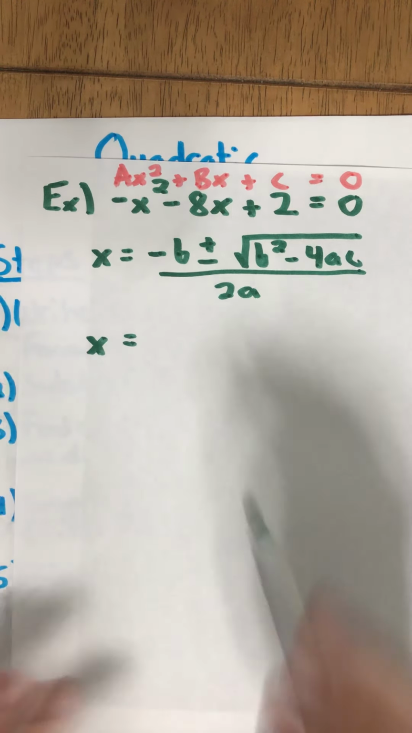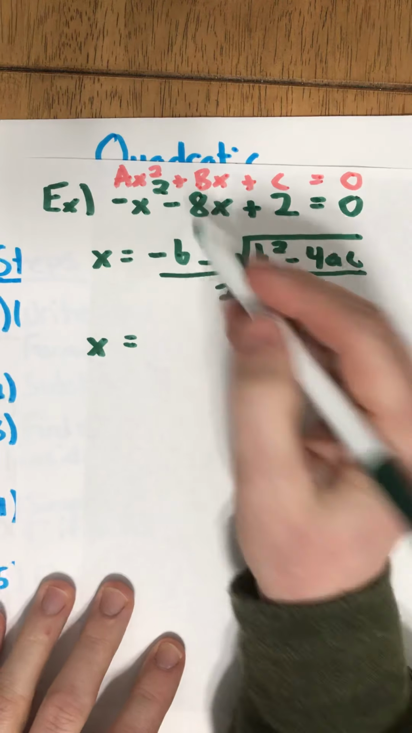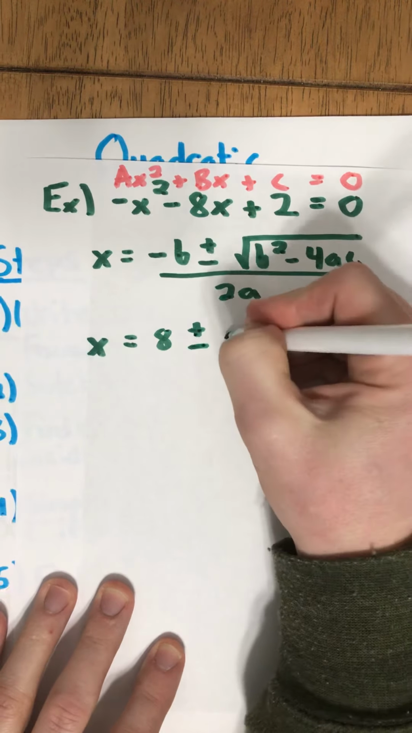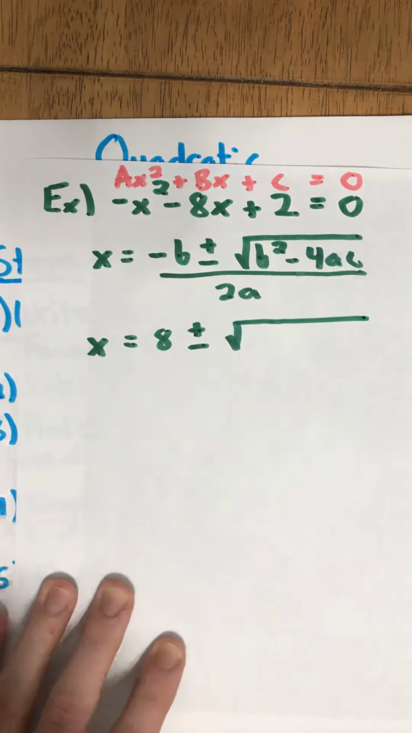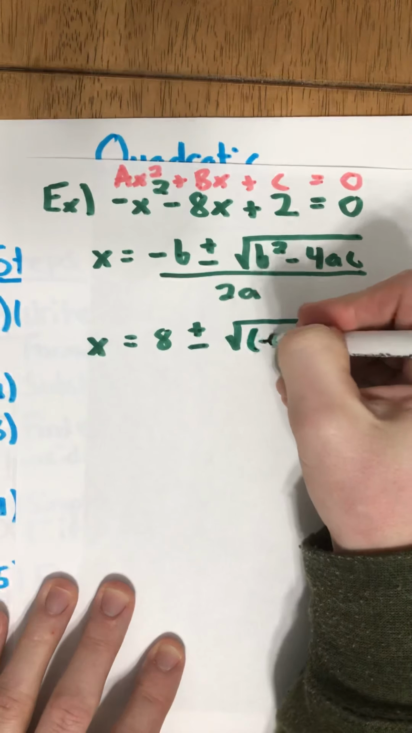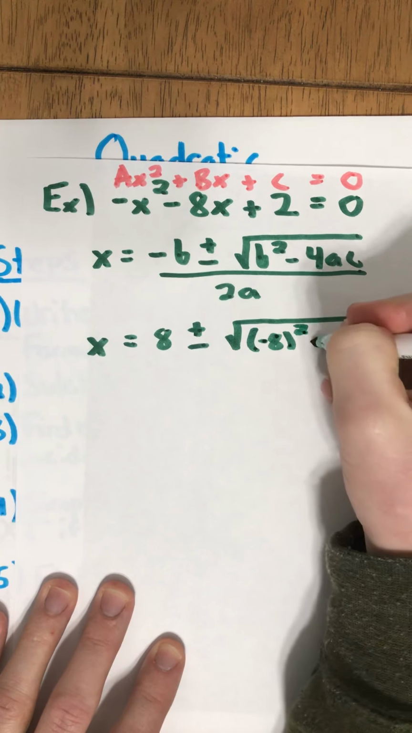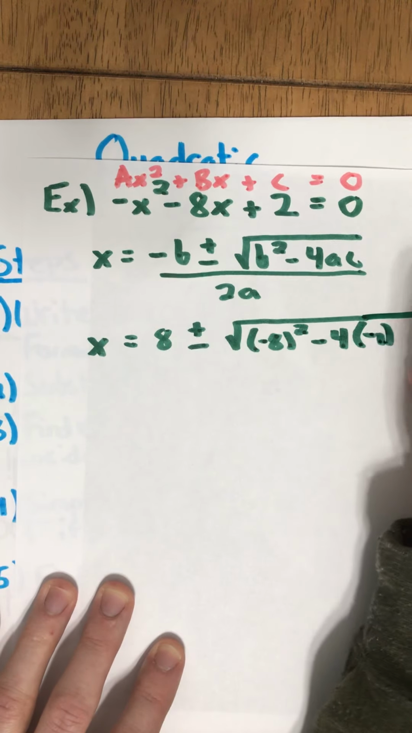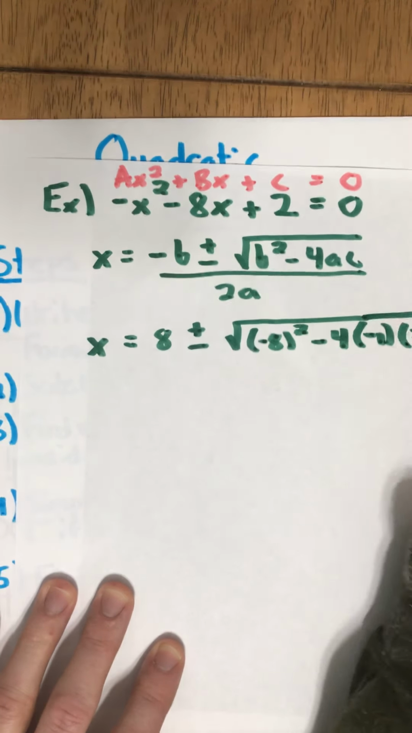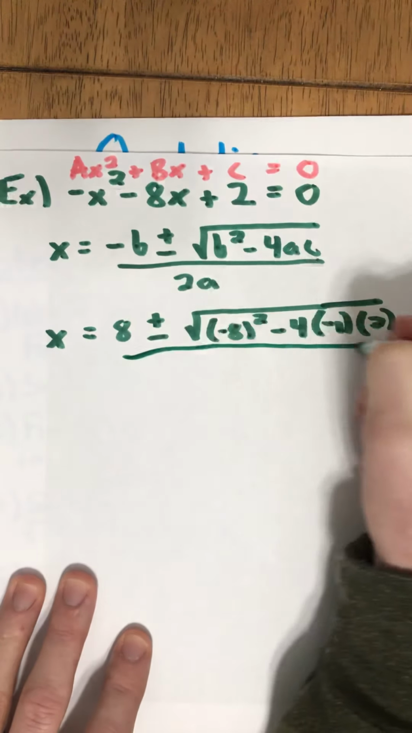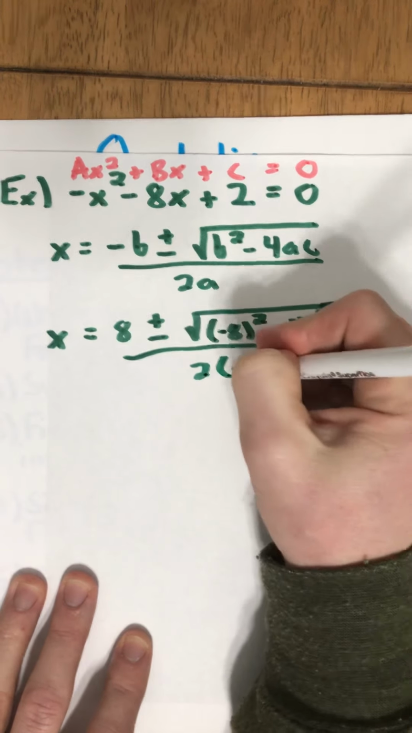So I'm going to put in negative b, so the opposite of -8, positive 8, plus or minus the square root, b squared, so b is -8 squared, minus 4, a is -1, and c is positive 2. And I'm going to divide that by 2 times -1.